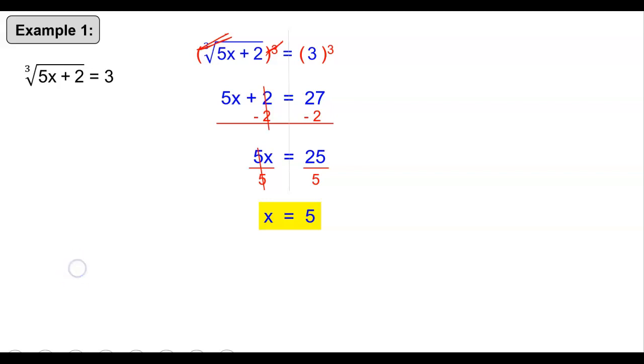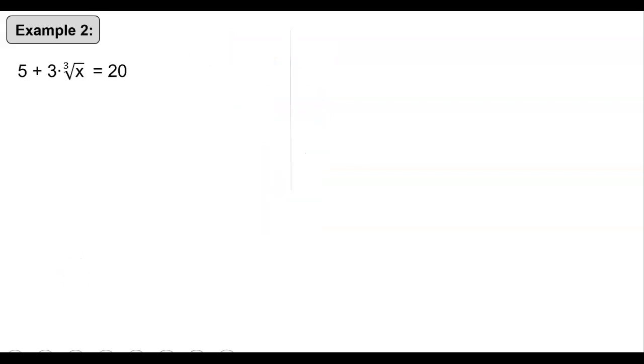Now, example 2, which allegedly looks scary, it's not that bad. Let's talk about it. Step 1 is the radical by itself? So I see a cube root x, but in front of it, I see two things, a 5 and a 3. So what do I need to get rid of first? Okay, the loner, which is the 5 by itself.